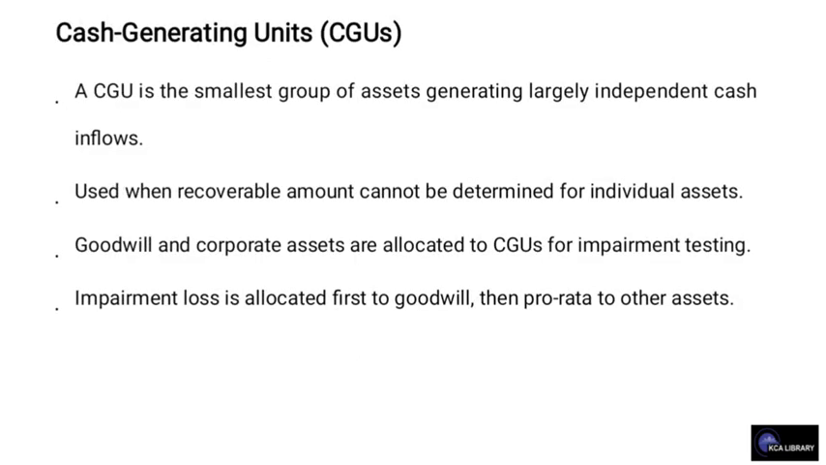Looking at the cash generating unit, the CGU is the smallest group of assets generating largely independent cash inflow, and it is used when recoverable amounts cannot be determined for individual assets. Goodwill and corporate assets are allocated to the CGUs for impairment testing, and impairment loss is allocated first to goodwill, then pro rata to other assets.